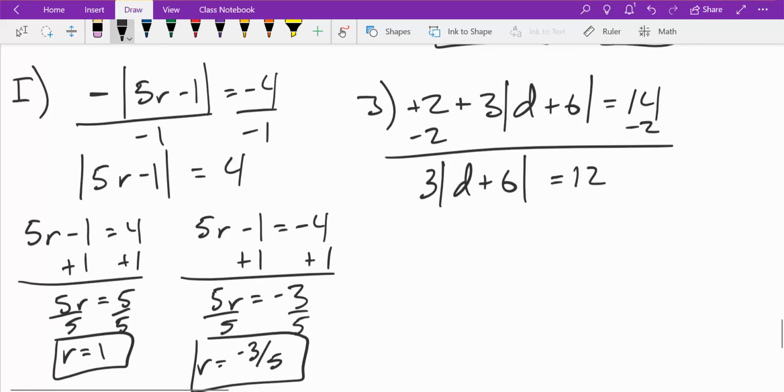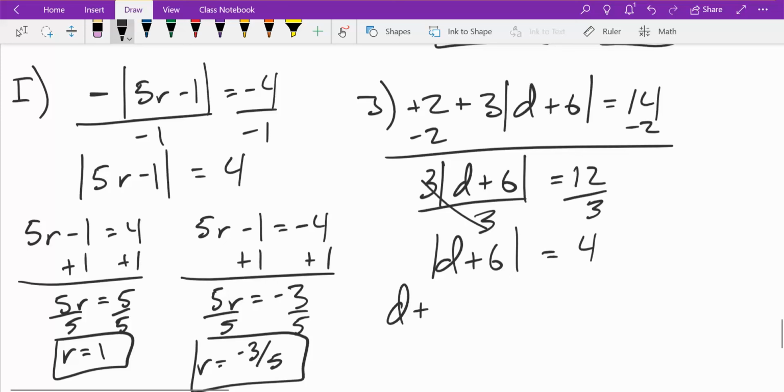So now this absolute value is being multiplied by 3. So we want to get the absolute value by itself. So we'll just divide by 3. So we'll get the absolute value of d plus 6 equals 4. So that would be a positive side of d plus 6 equals 4, and a negative side of d plus 6 equals negative 4.